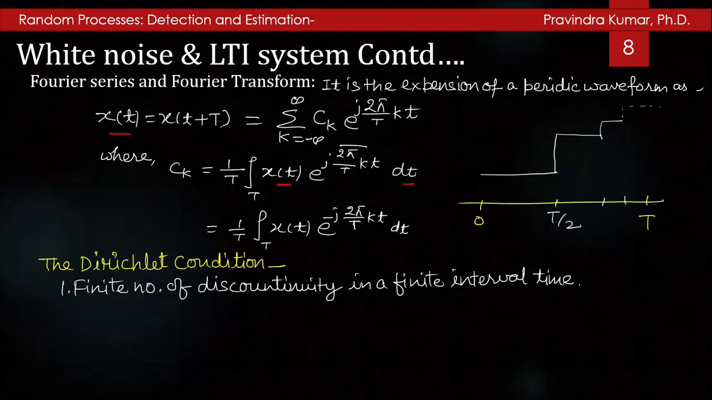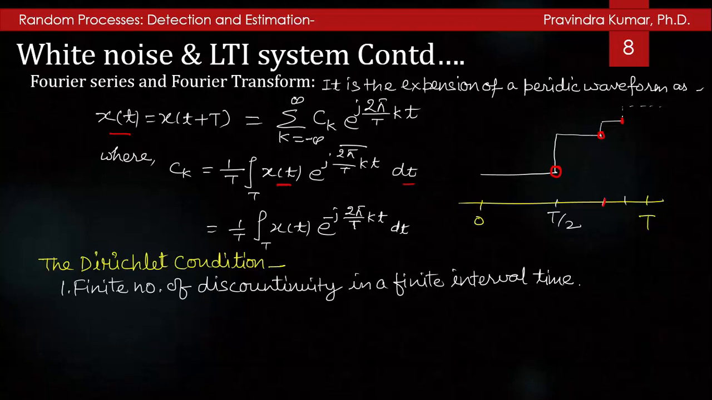Means if you have a signal between 0 to T, and I introduce a discontinuity in the middle of this time duration, at T/2, and then from T/2 to T, in between, I create another discontinuity at this point, and I continue this process, then there is an infinite number of discontinuities between 0 and T. So it should not be there. For the Dirichlet condition, a finite number of discontinuities in a finite interval of time should be there.